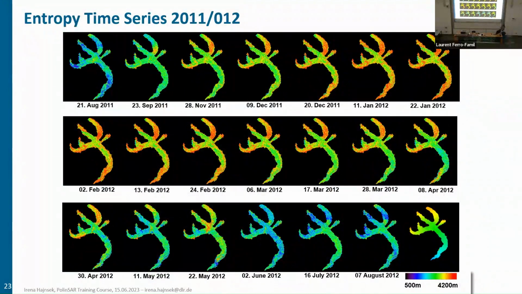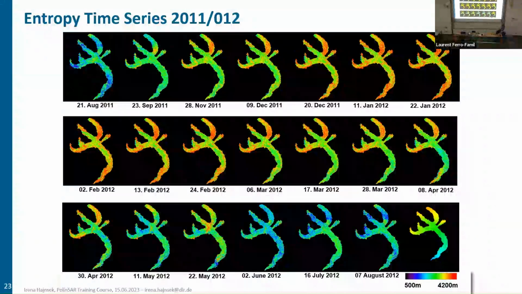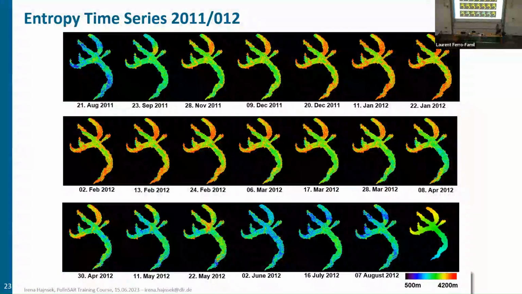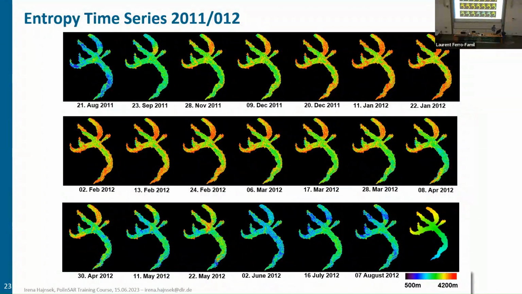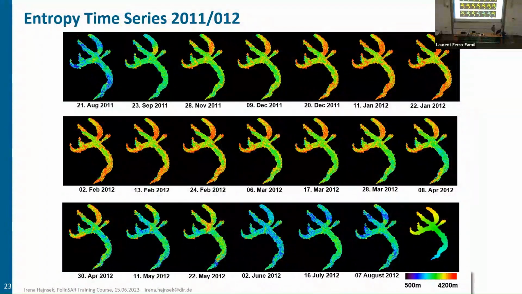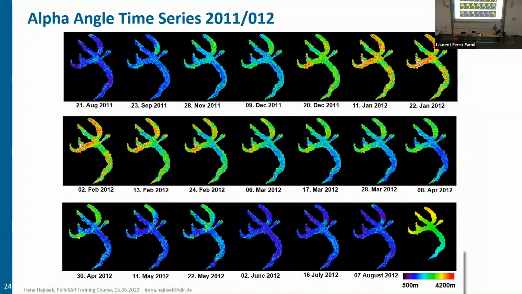So that's increasing, and you see really how strong some parts are stronger increasing than other parts, right? So that's quite interesting. And then again, it's going lower and lower because slowly we're getting more and more wet surfaces, and therefore we cannot penetrate and get, in principle, the surface scattering with low entropy. The same is actually true for alpha.